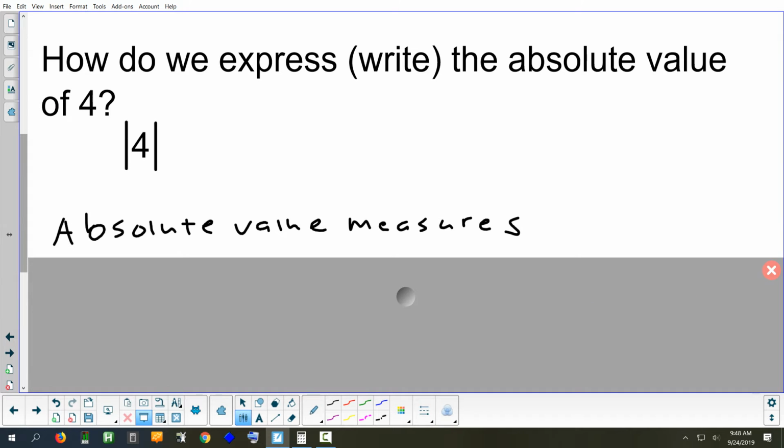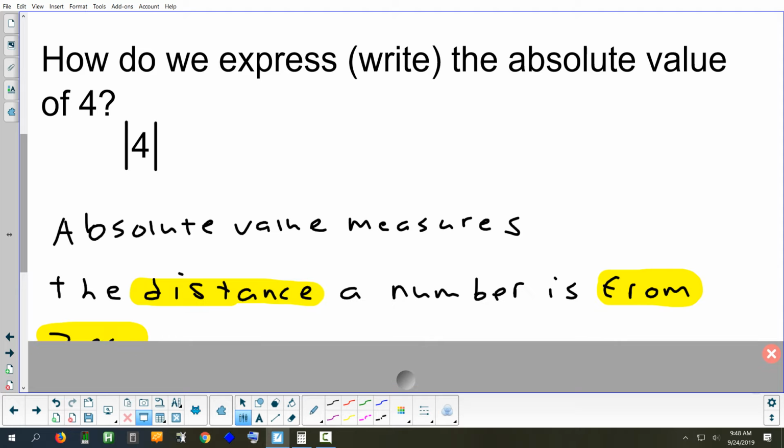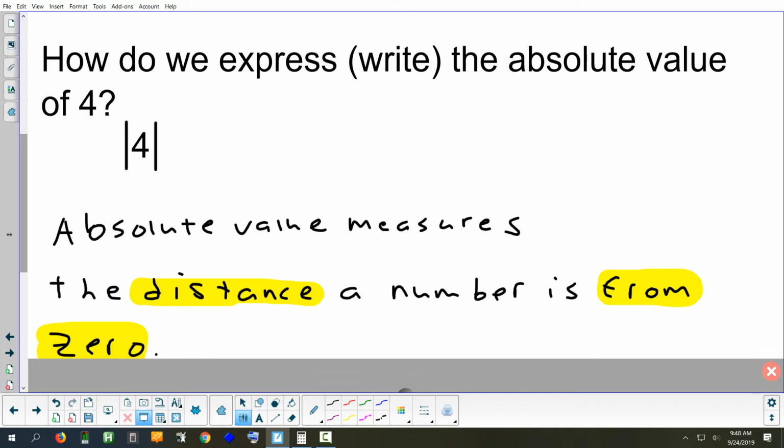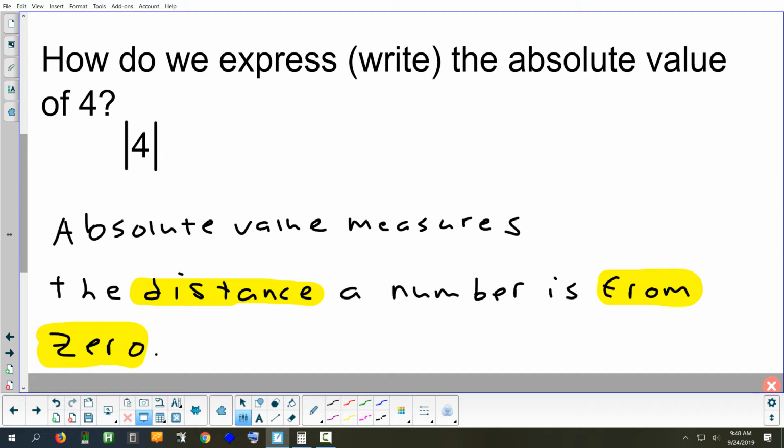So does anyone know what absolute value means? It actually measures something about a number. If you think of it on a number line, it's kind of like length from a certain spot. The distance a number is from 0. So on your guided notes where it says absolute value measures, the key thing is it measures the distance from 0.